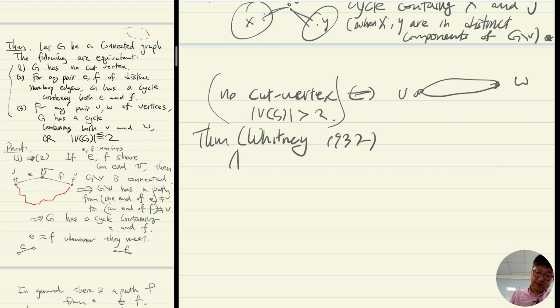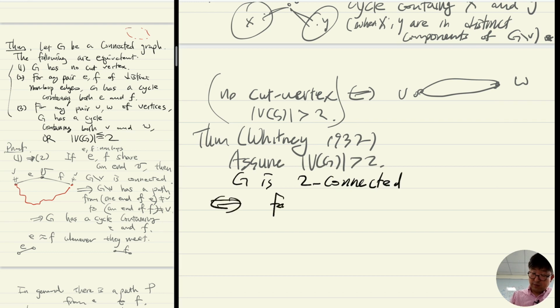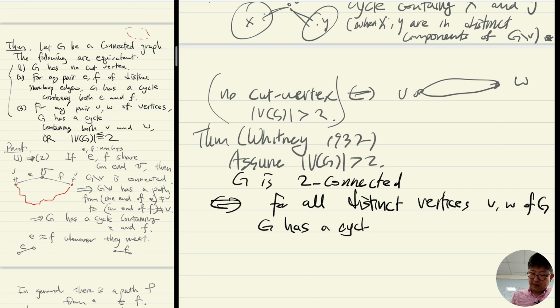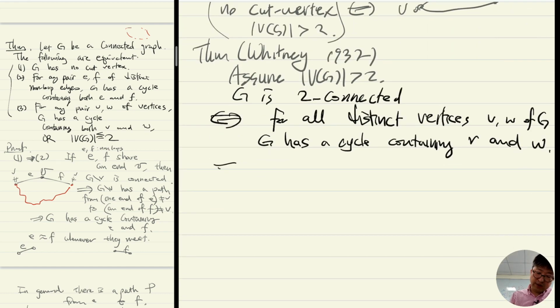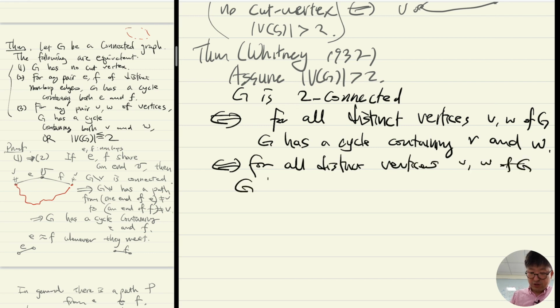Assume that G is two connected if and only if for all distinct vertices V, W of G, G has a cycle containing V and W. Well, another way of saying the same thing is for all distinct vertices V, W of G, G has two internally disjoint paths from V to W.